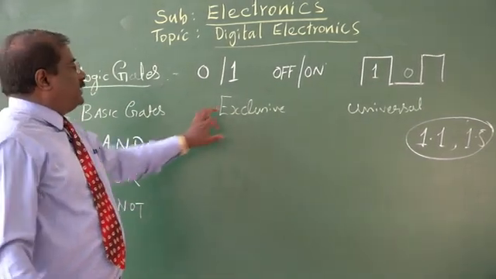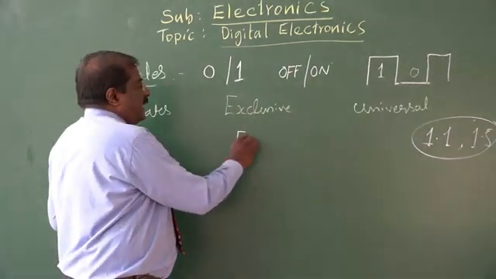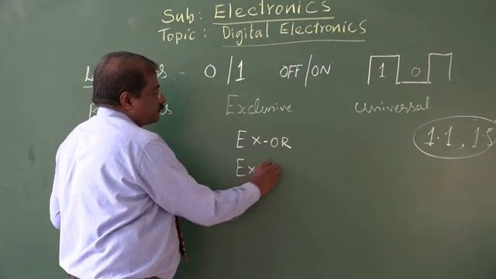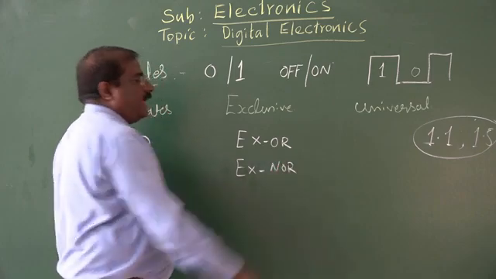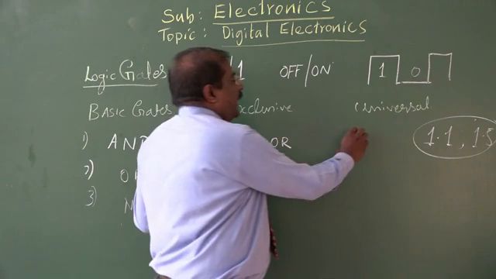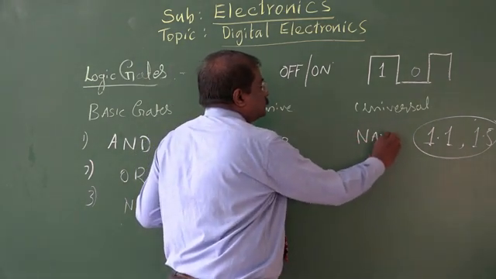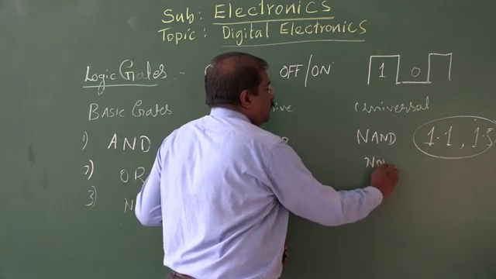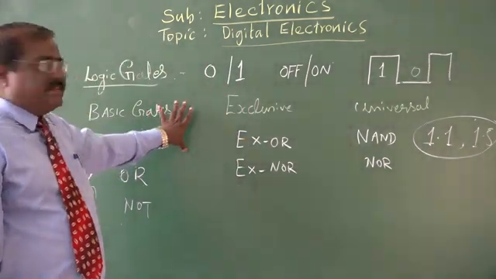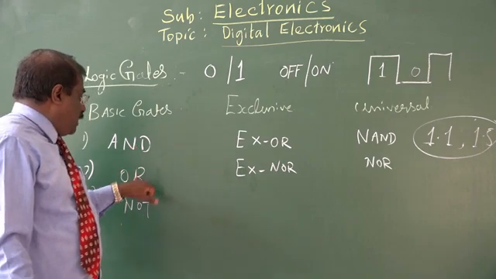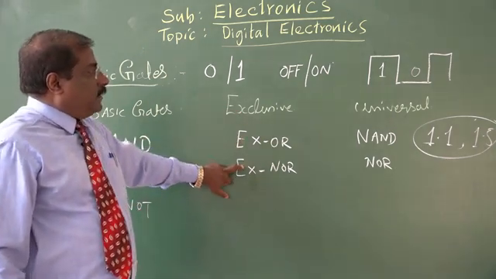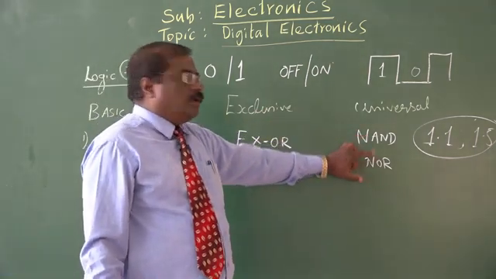Exclusive gates are represented as XOR and XNOR. Whereas universal gates we have NAND and NOR. So, these are the different types of gates which occur in your syllabus. One is AND gate, OR gate, NOT gate. Exclusive gates, XOR, XNOR. Universal gates, NAND, NOR.